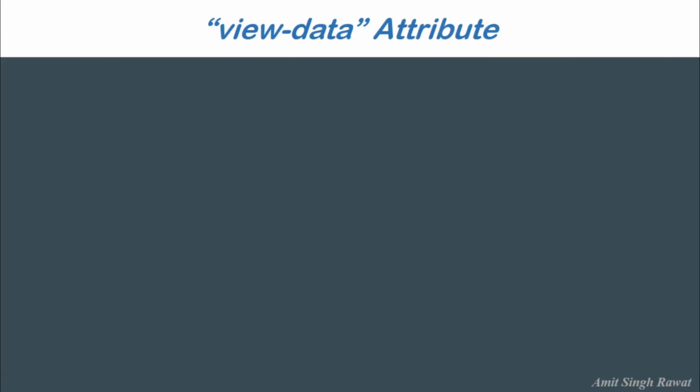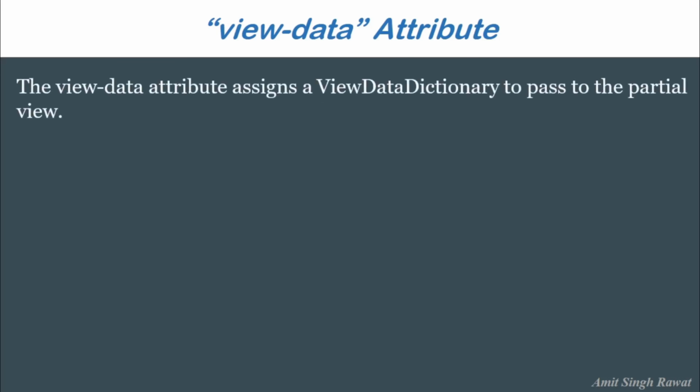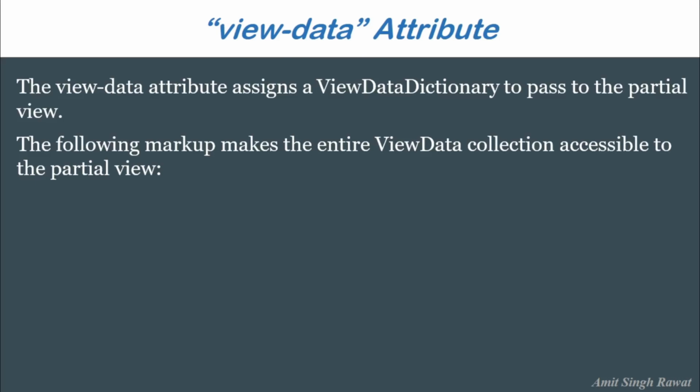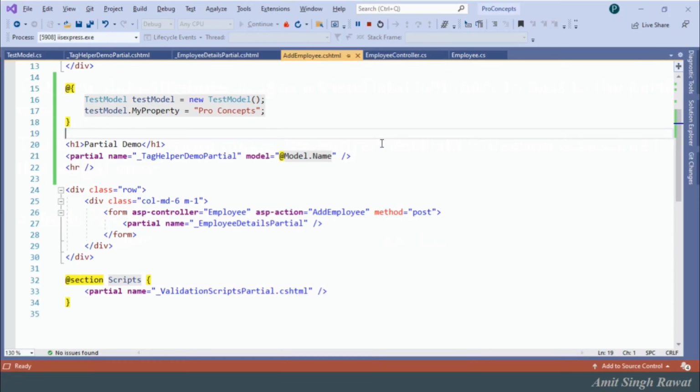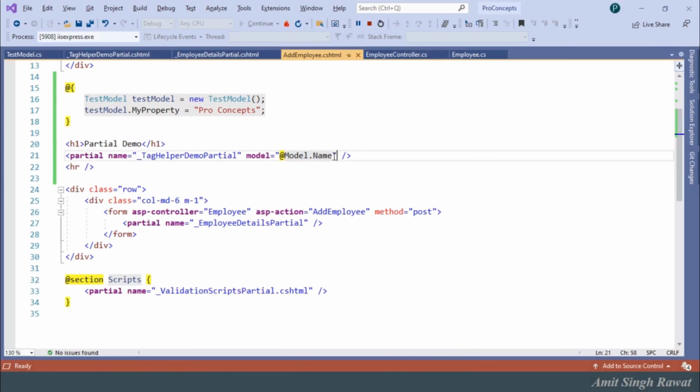And the third attribute is, nope, it's the fourth one. First one is name. So the fourth attribute is view data. The view data attribute assigns a view data dictionary to pass to the partial view. The following markup makes the entire view data collection accessible to the partial view. So just add view-data equal to ViewData to our partial element.